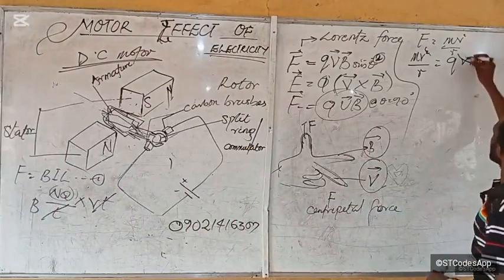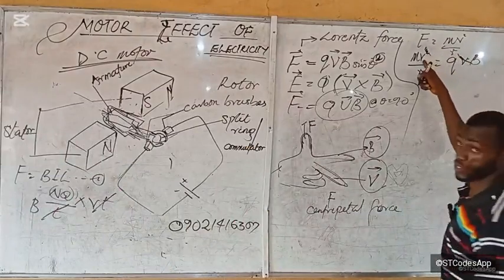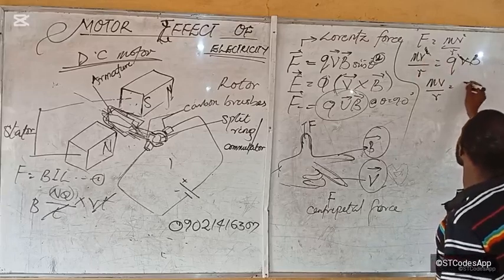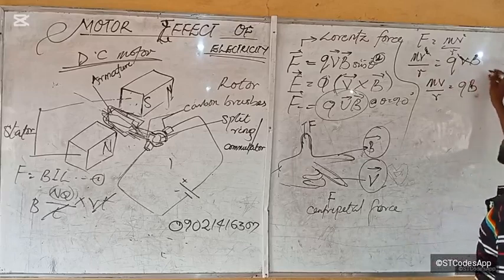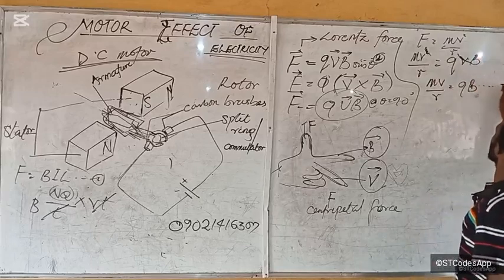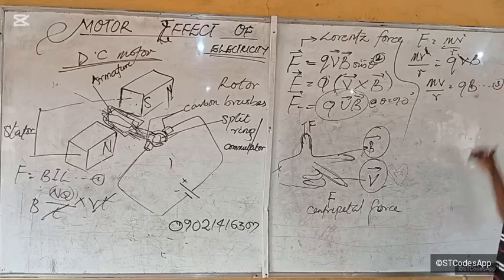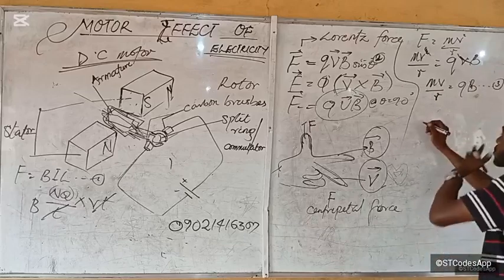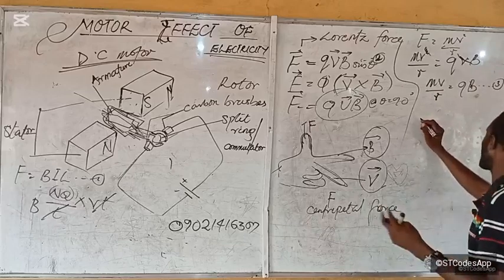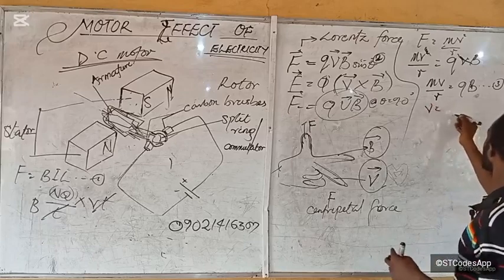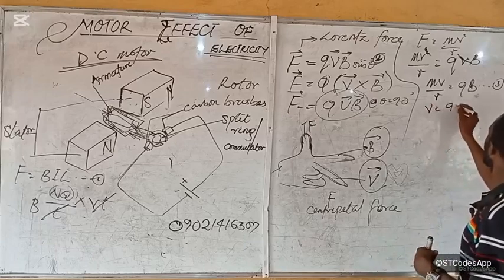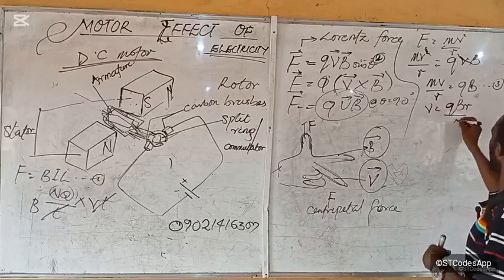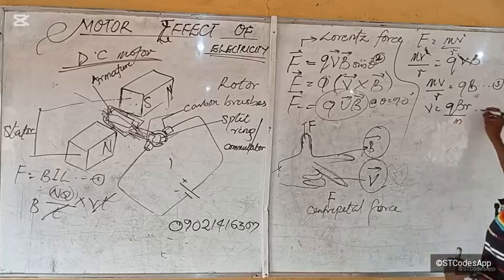So as I was saying, we cancel one of the velocities because there are two velocities here, v times v. Then we have mv over r is equal to what? qB. Let this be our equation 3. Then from here, we can begin to get things. Our velocity therefore will be equal to what? qBr over m. Does that make sense? This will be equation 4.